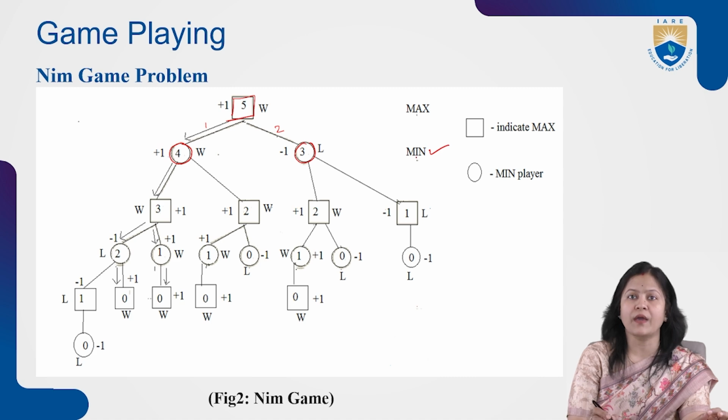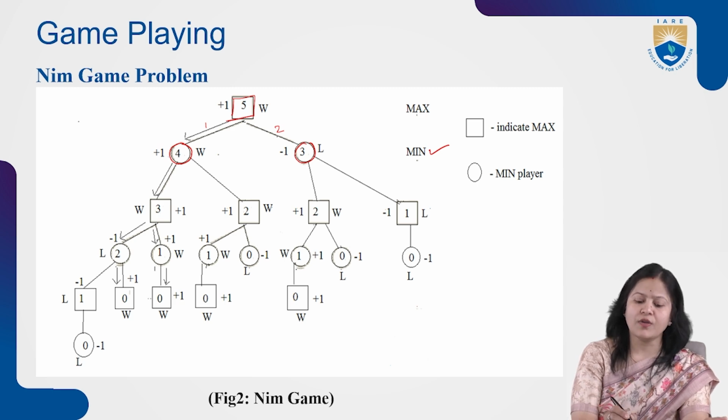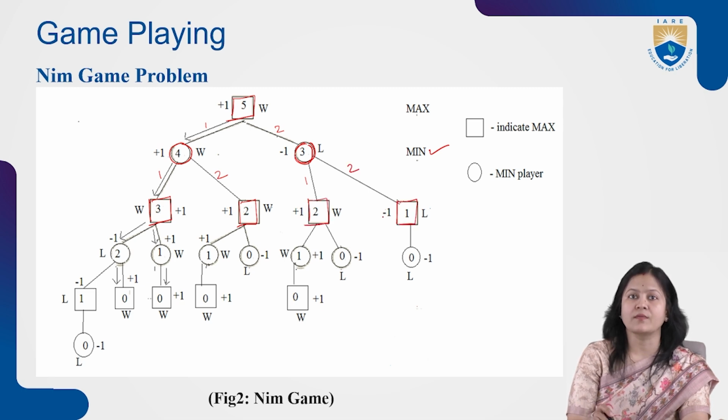Next player is mean player. So the same procedure will be followed for the mean player also. Mean player can also take 1 or 2 objects at a time. So if it takes 1 object from 4, then 3 will be remaining, and if it takes 2 objects from 4, 2 will be remaining. Now same thing from 3 also, because here 3 objects are remaining. So remaining 3 objects from 3, if it takes 1, then 2 will remain, and if it takes 2, 1 will remain. Okay.